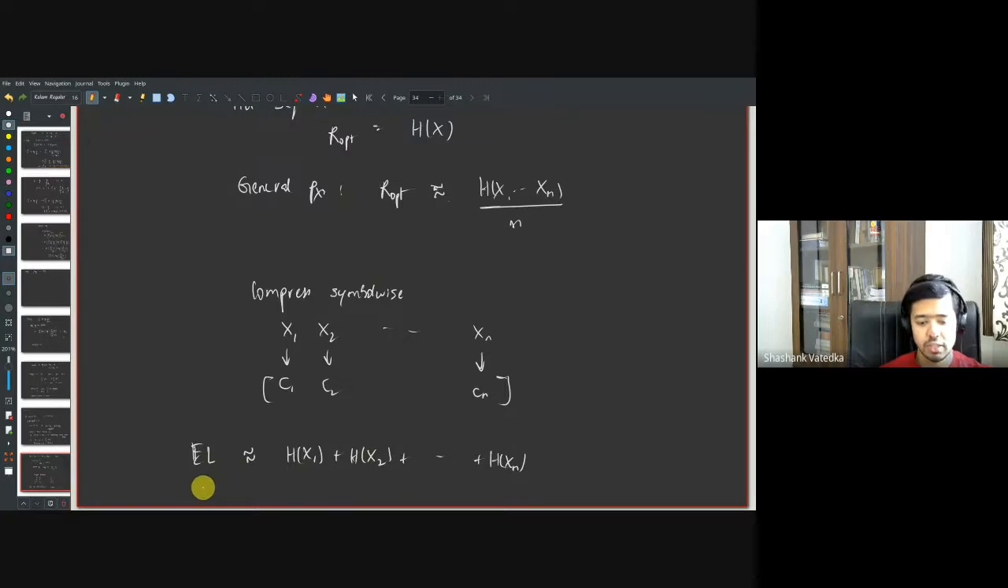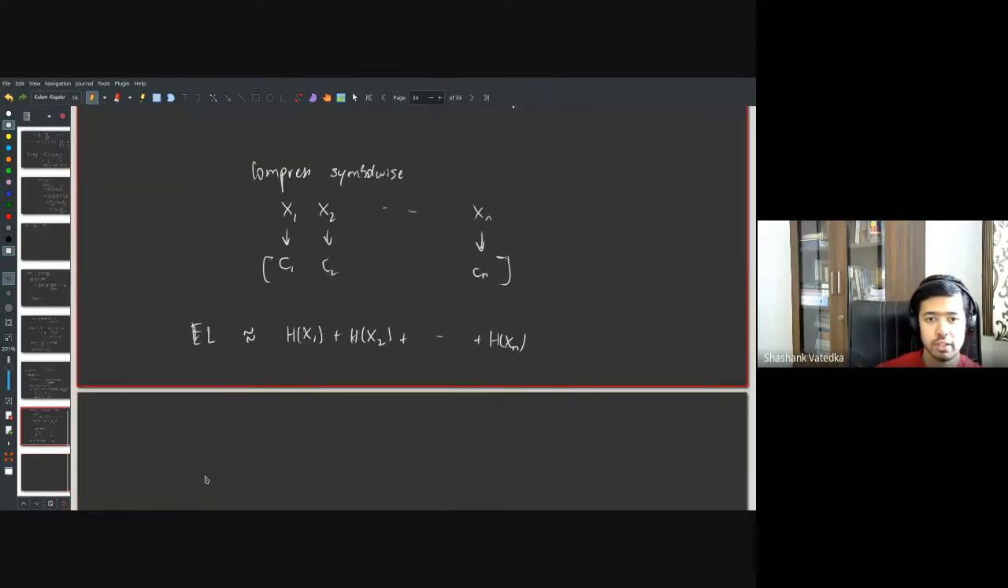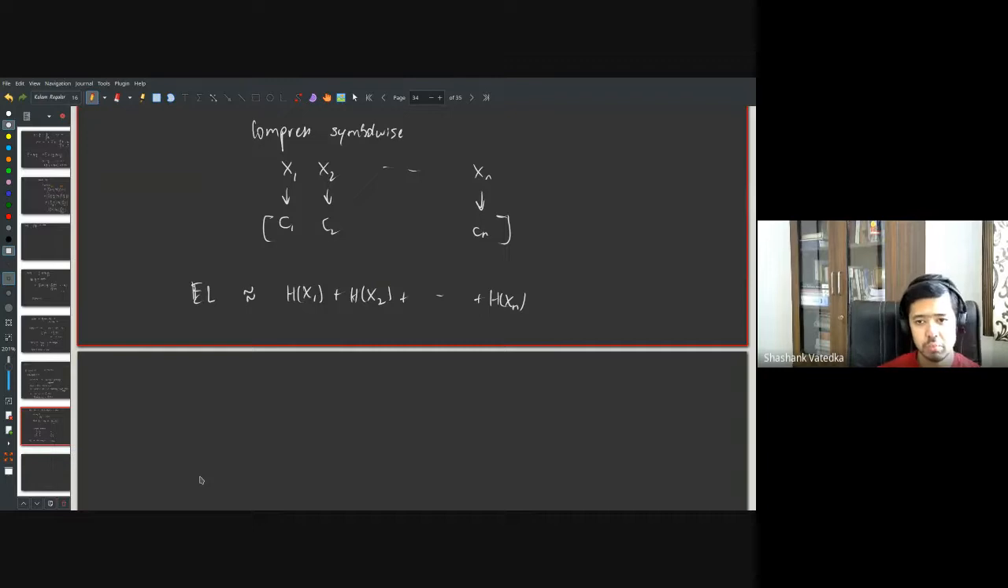Okay, but on the other hand, if I compressed it as a block, I make sure I design an optimal compressor by taking into account the interdependency between the symbols, the correlation between the symbols, and compress the entire block, then the expected length would be roughly H of X1 up to Xn, the joint entropy of X1 through Xn.